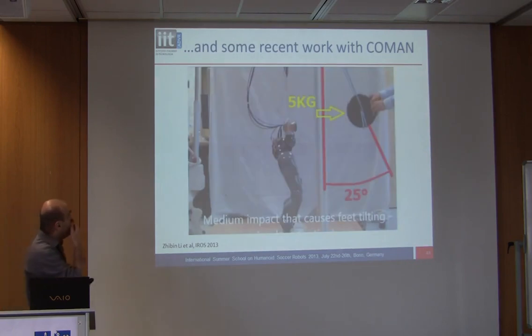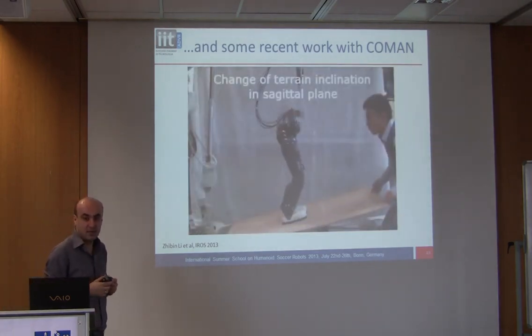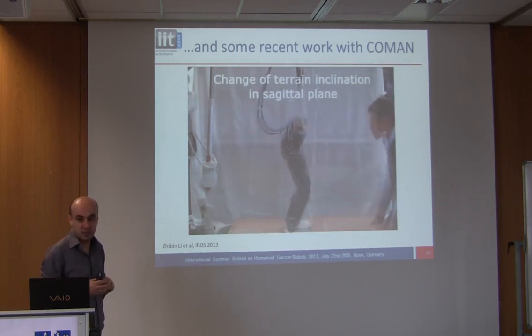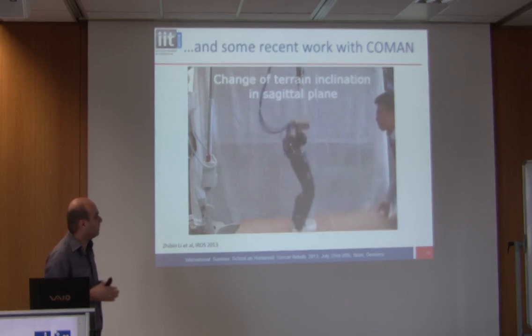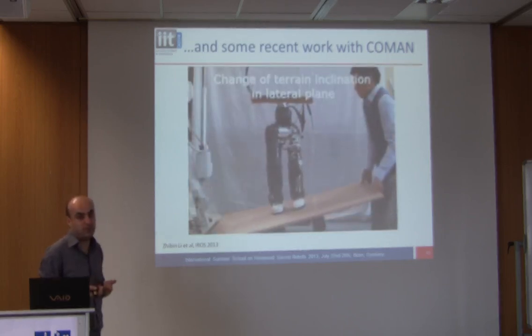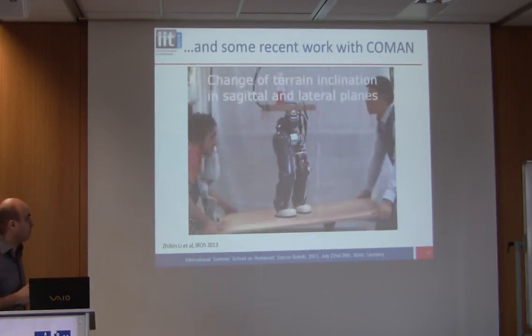This shows some recent work with COMAN that is extending the stabilizer. Considering the previous video that we saw, we didn't use the IMU system at all. We used only the force sensor feedback. Here we integrate also the IMU system to give us a rough estimation of the terrain inclination, and also use this inside the control to regulate the force of the robot.